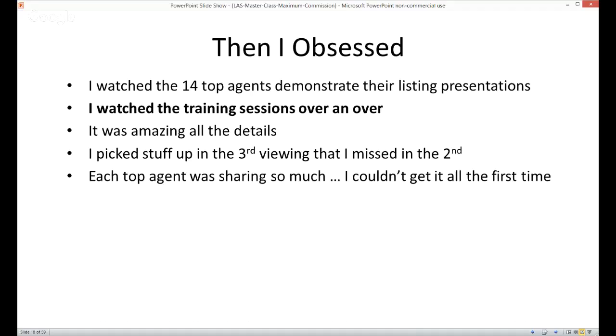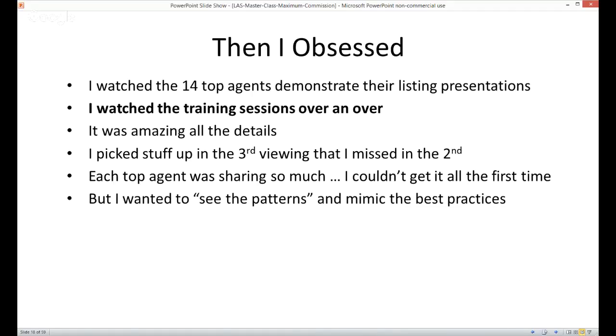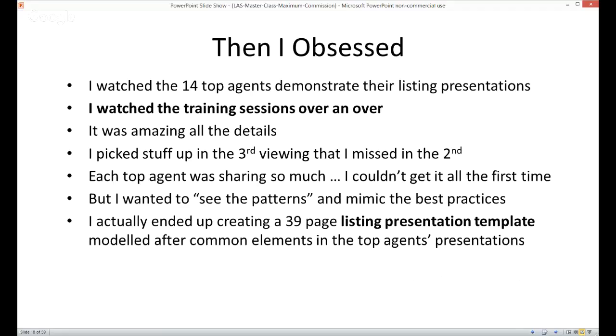And the top agents, they were just giving so much. They were just pouring their heart out. I wanted to see those patterns, because if you can identify the patterns, you can duplicate what they're doing, their actions, and then you can duplicate their results. So you want to mimic their best practices, and that's what they were showing us. I actually ended up creating a 39-page listing presentation template. It's modeled after the common elements that the top agents had in their presentations. And I'm really proud of that.